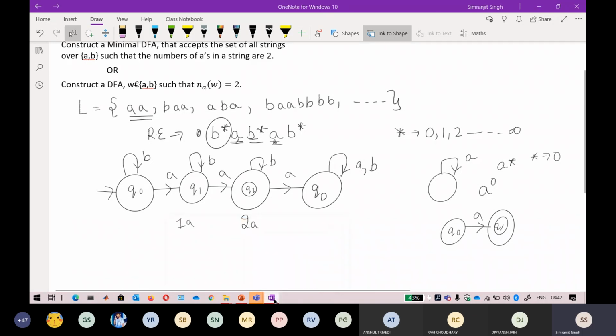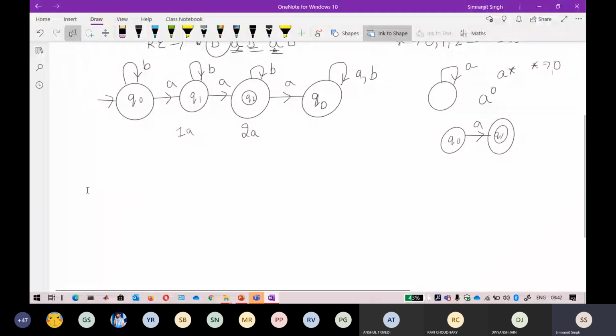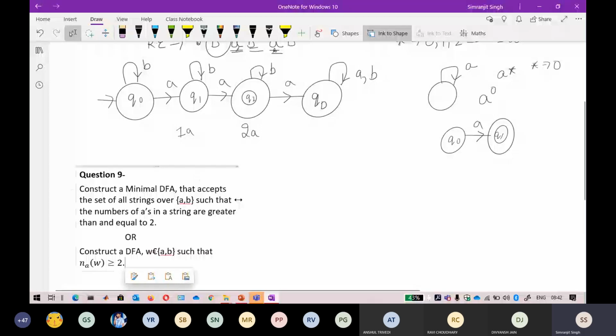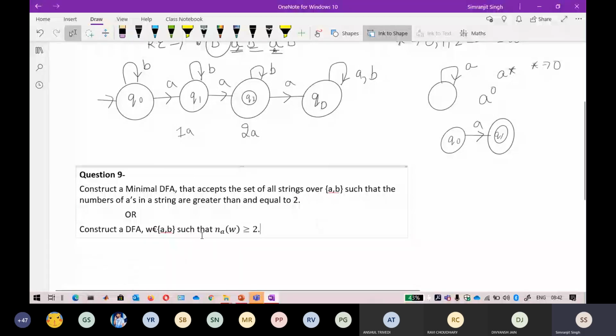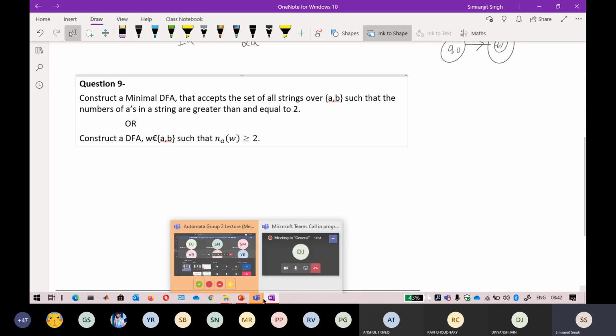I think this ninth question you can do in 1 or 2 minutes. Okay, so this question is again very simple. It just says the number of A's should be greater than or equal to 2. So it is saying that the number of A's should be at least 2. It means 2, 3, 4 up to infinity. It depends only on the number of A's. I am not talking about the number of B's, so the number of B's can be anything. Okay, so just try to solve this also, and please give your answer in the chat box.